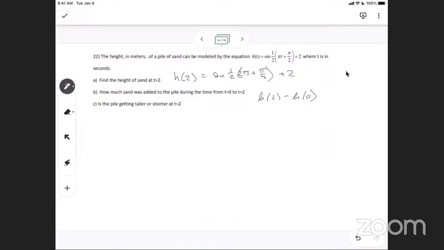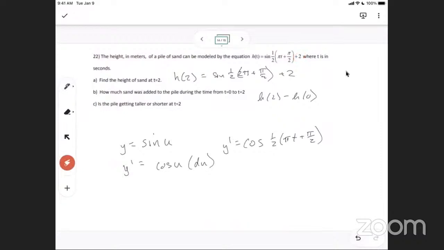So sine of one half. This is a long equation. Okay, wait a minute. The plus 2, is it product rule? No, because it's not being multiplied. Is it chain rule? Yeah, all you're doing is you basically have sine of u. So the derivative of that is just cosine u times du. So it's going to be the cosine of 1/2 pi t plus pi over 2. But then the derivative of 2 is just 0. So you actually don't add that in there.